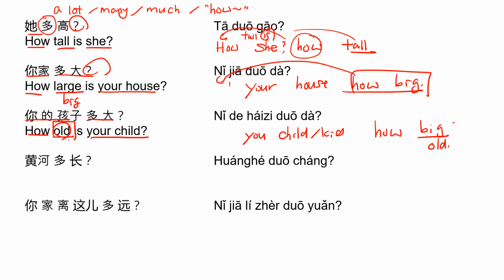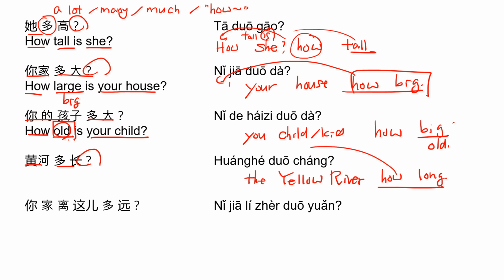黄河多长? 黄河 is the Yellow River. 多长? So how long? And it's a question, so put how long at the beginning of the sentence. How long is the Yellow River? So before river, first of all, you need to capitalize the river, and then before river, you need to put the. How long is the Yellow River?